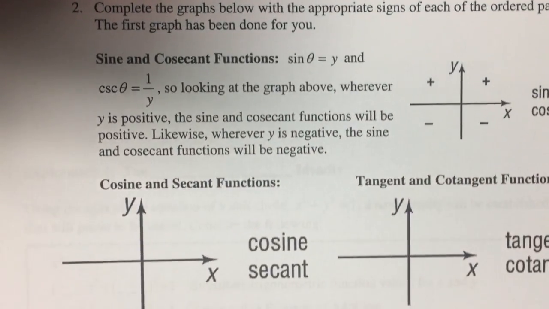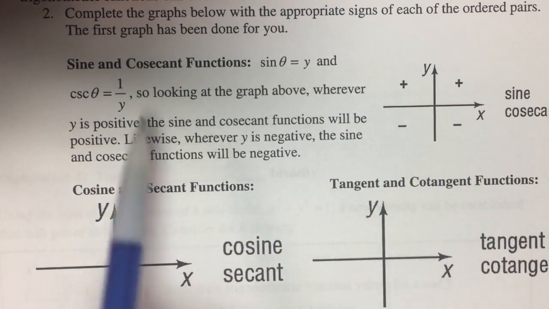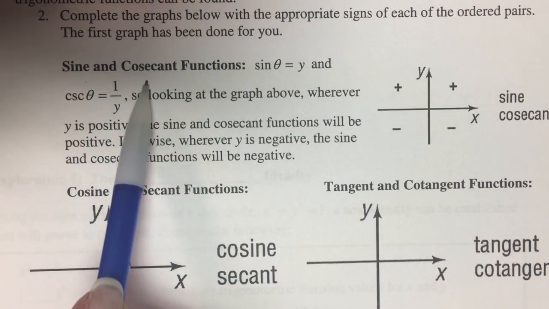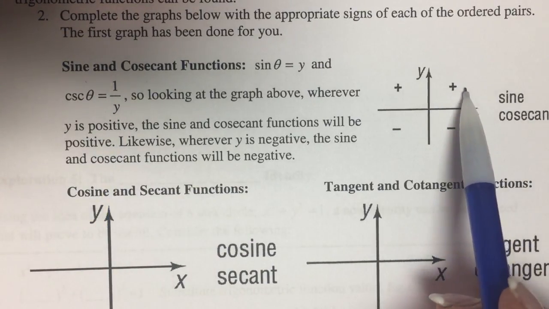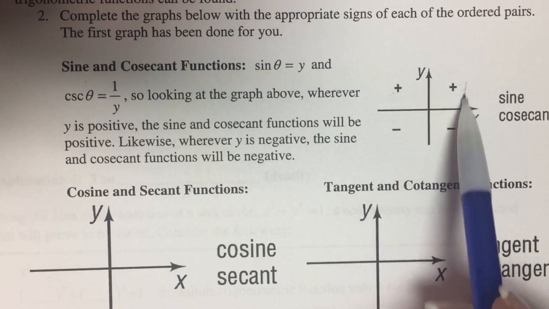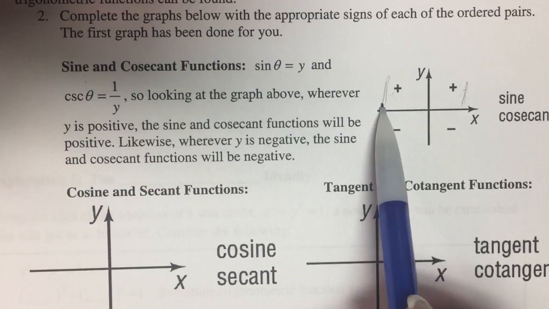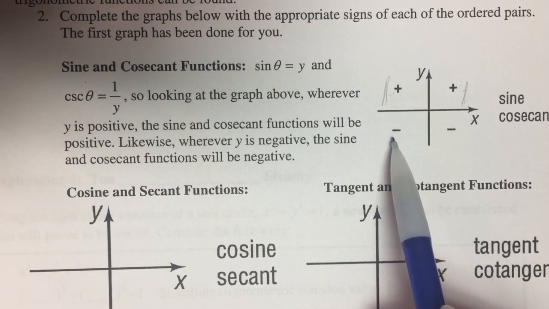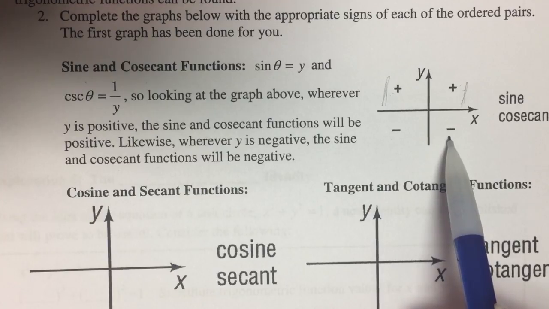Okay, so if we go down here, basically what I just said: the sine and the cosecant functions are going to be positive in quadrants 1 and 2, because remember sine is the y, and that's positive in both. Sine and cosecant will be negative in 3 and 4.